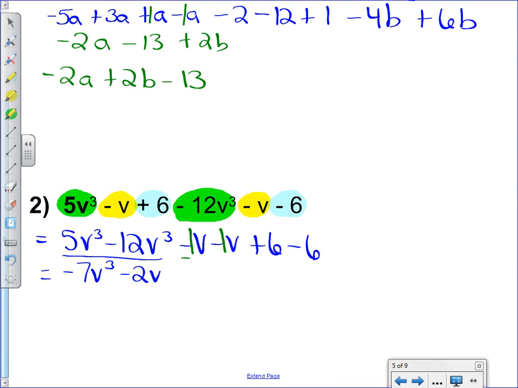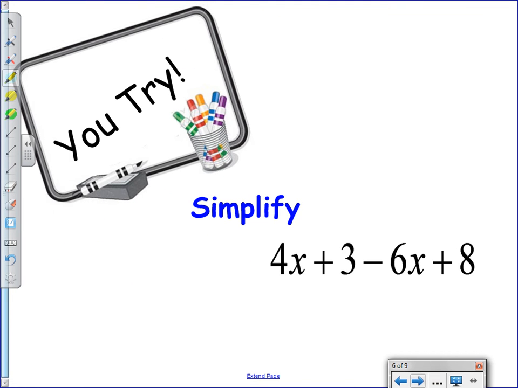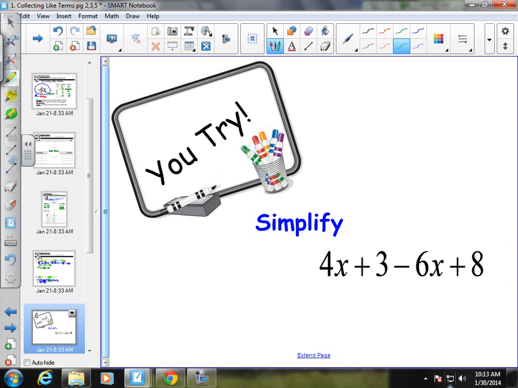I've taken care of my v's. Yeah, why? Perfect, excellent. Okay, that is awesome. Okay, are you ready for it? You are going to try this out on the desks. So, get your marker, get your eraser. I want you to try this out.